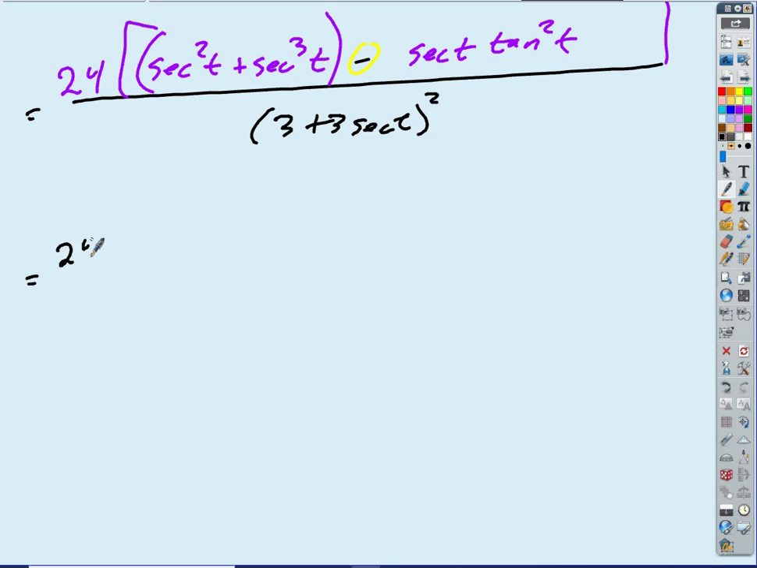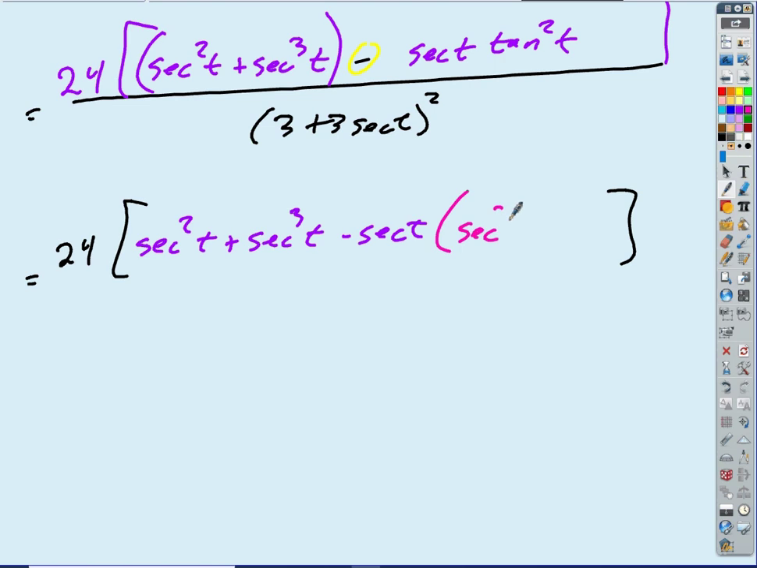I've got my 24 out front. I don't need those parentheses. Secant squared t plus secant cubed t minus secant t times secant squared t minus 1. That's looking better, right?